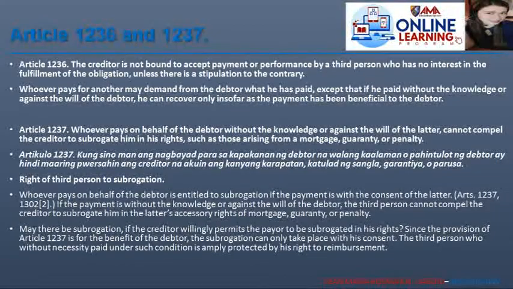Kasi ito lang yung napala mo sa pagbayad niya ng obligasyon mo na yun. So, Article 1237 naman, whoever pays on behalf of the debtor without the knowledge or against the will of the latter cannot compel the creditor to subrogate him in his rights, such as those arising from mortgage, guarantee, or penalty. So kung sino man ang magbabayad ng utang ng ibang tao na wala namang consent, no, or hindi alam or labag sa kagustuhan ng taong may utang, hindi niya pwedeng pilitin si creditor na ilipat sa kanya, subrogate, no? Ilipat sa kanya kung ano yung rights meron si debtor.